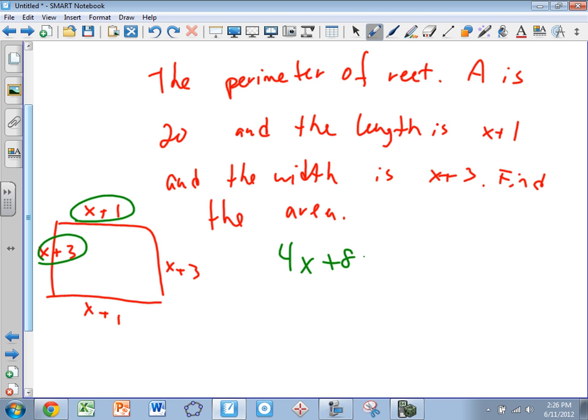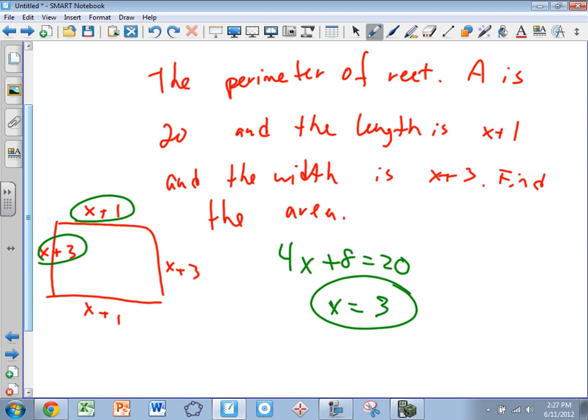Okay, again. 3 is 6, 1 and 1 is 8. Solve, what do you get? 3. Okay, so x is 3. You know how many people stop there and say 3 is my answer? Circle the multiple choice answer that says 3. That's great. But what does it ask for?